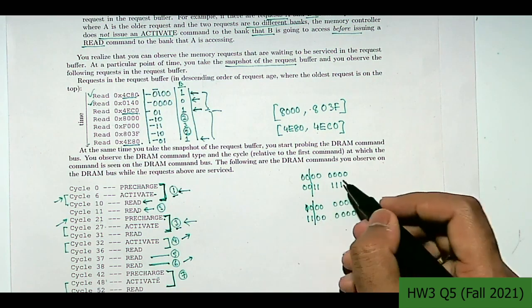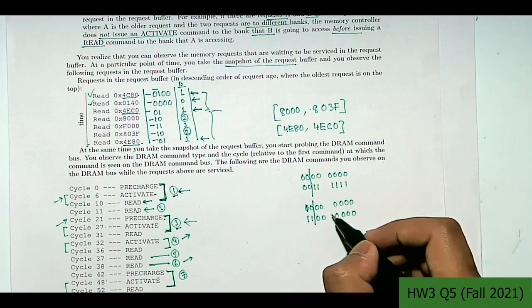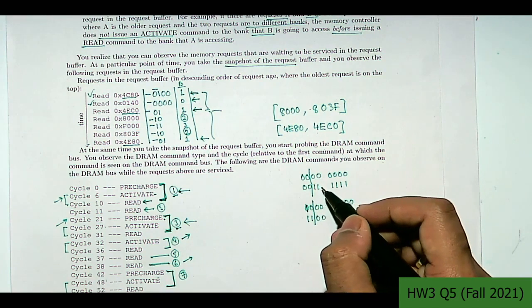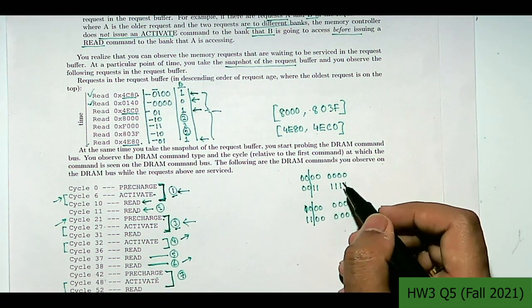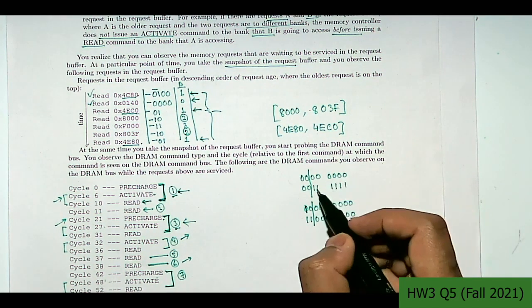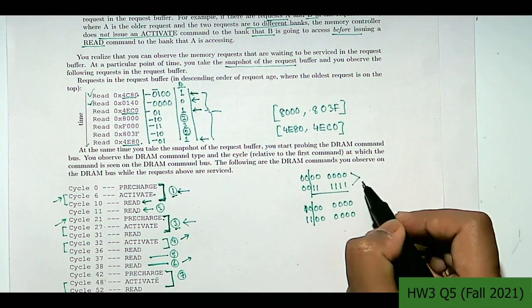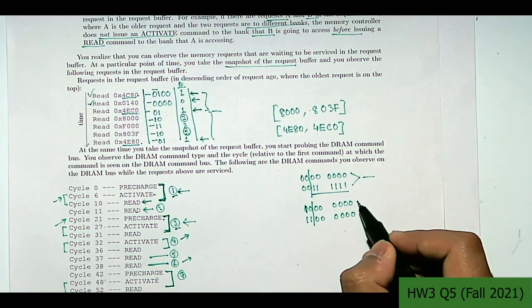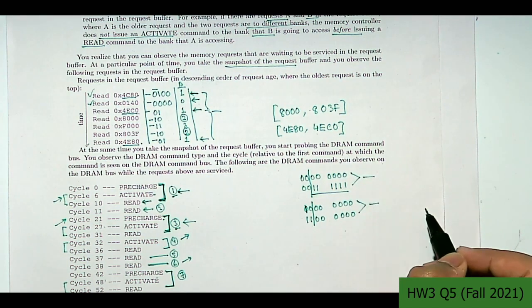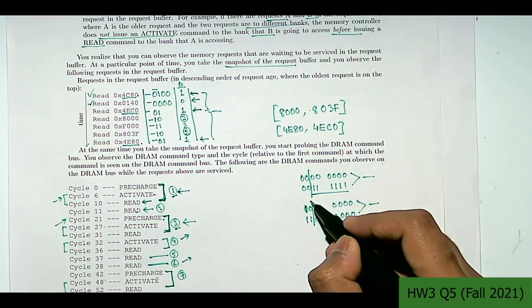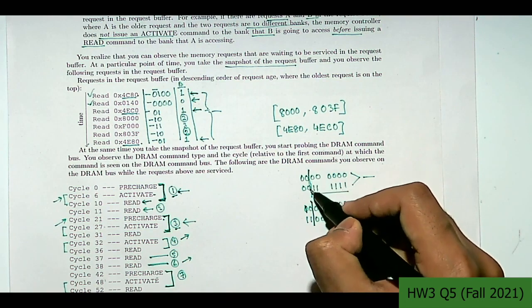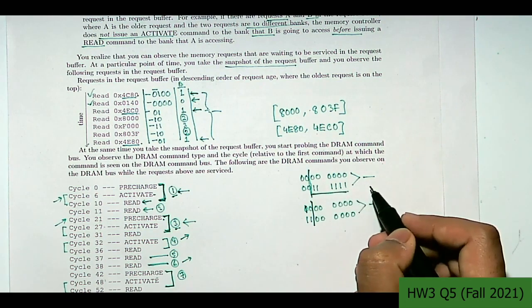Can you identify the boundary of the row buffer? It basically says that if these two address values belong to the same row, but these two address values belong to different rows, then your row size would have at least this many bytes inside a row.